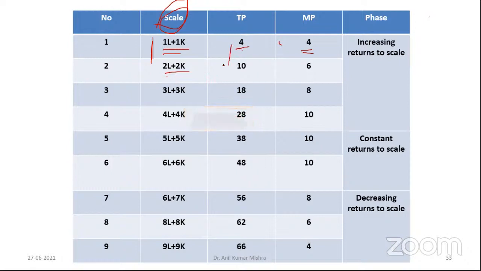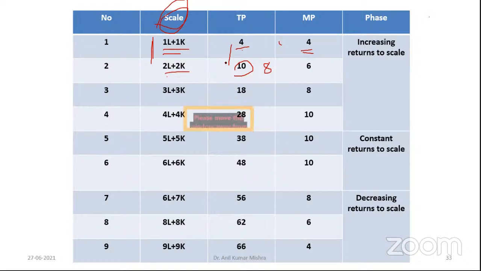Total product increases more than 2 times. Two times would mean 8, but it increases to 10. That means total product increases more than 2 times. Therefore, it is called increasing returns. When the labor and capital increase at a constant proportion, and output increases more than that constant proportion, then in that case, it is called increasing return to scale.